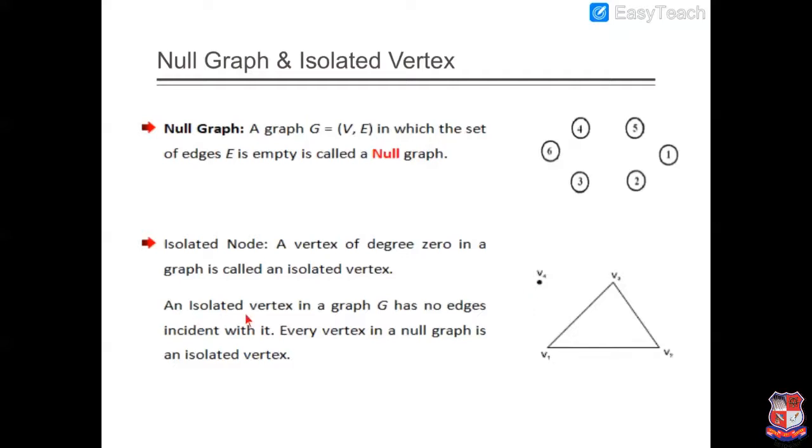An isolated vertex in a graph G has no edges incident with it. Every vertex in a null graph is an isolated vertex. In a null graph, every vertex is an isolated vertex because there are no edges incident with any vertex in a null graph.